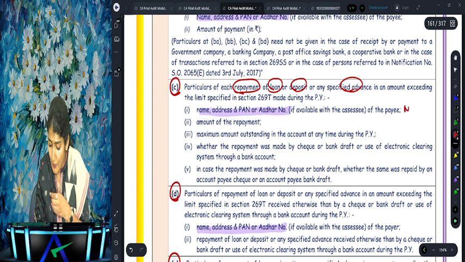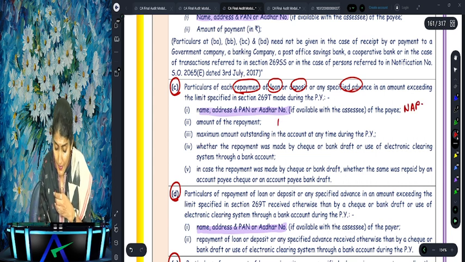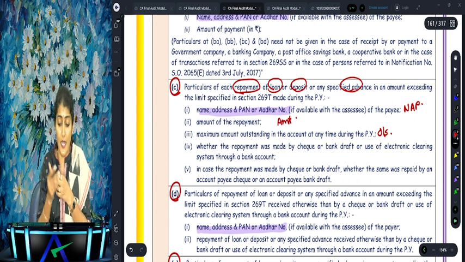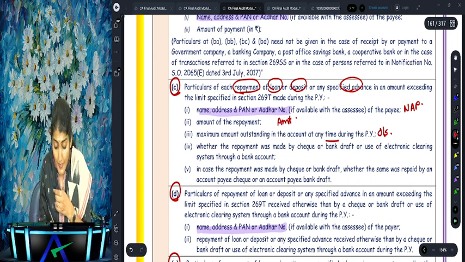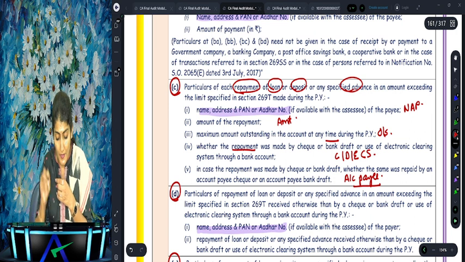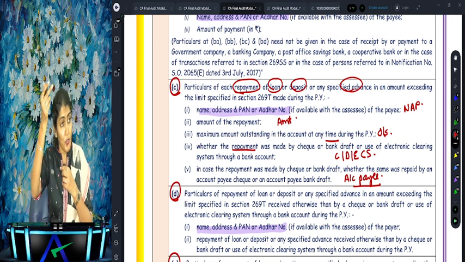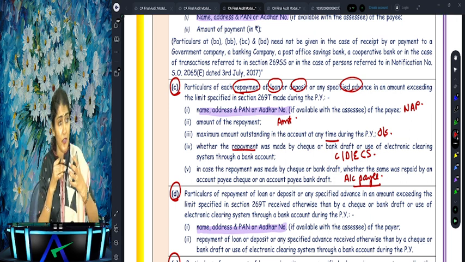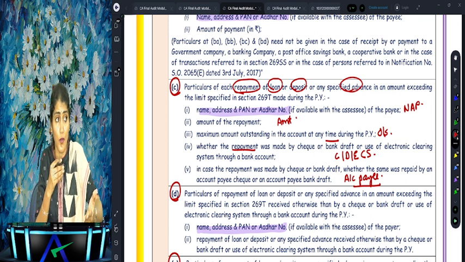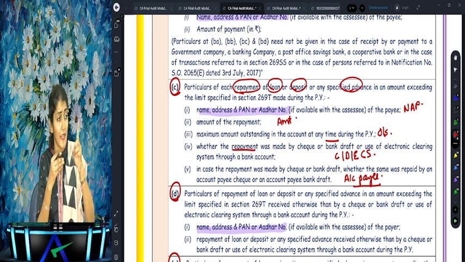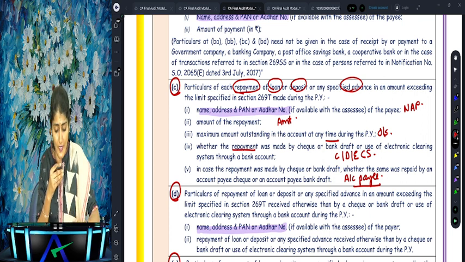Again, in that case, what is required is the NAP. Then again, the amount of the repayment, the maximum amount which is outstanding at any point of time. And again, whether the repayment was done by check, draft or ECS, and if it was done by check or draft, whether it was an account payee check or account payee draft. Right, so whether you took the loan also by account payee check or draft, and whether you're repaying also the loan or specified sum by the account payee check or account payee draft, if it is exceeding the 20,000. Are you understanding this, everyone?